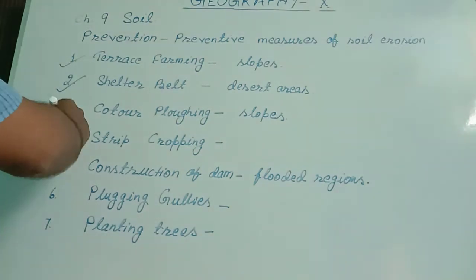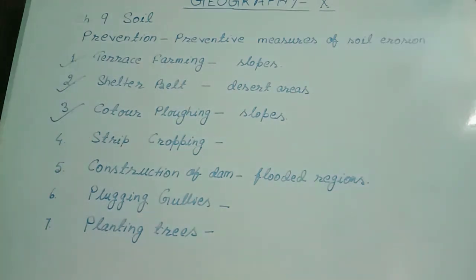Fourth is strip cropping. Means the crops are cultivated making alternate strips, and a little gap is left between two rows so that wind can pass easily through that gap. This type of preventive measure is called strip cropping.